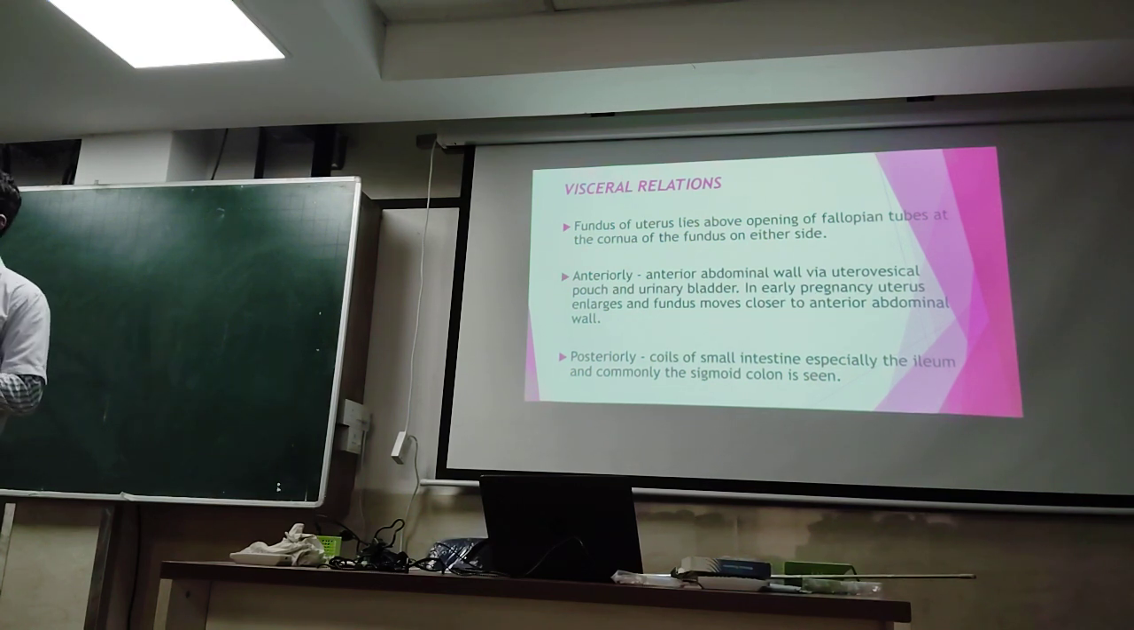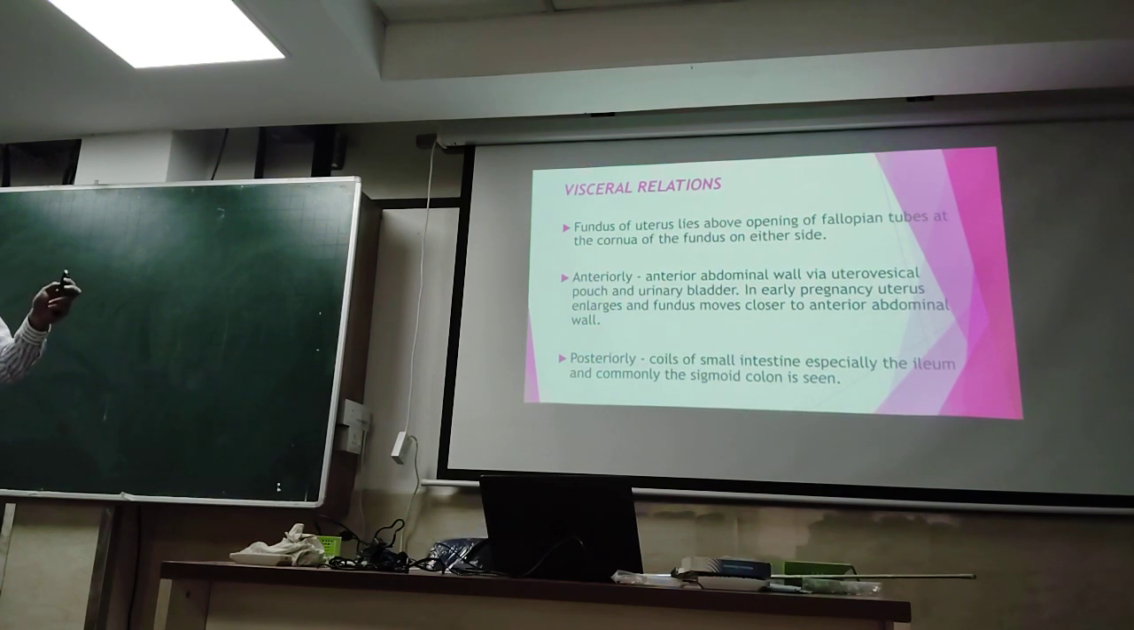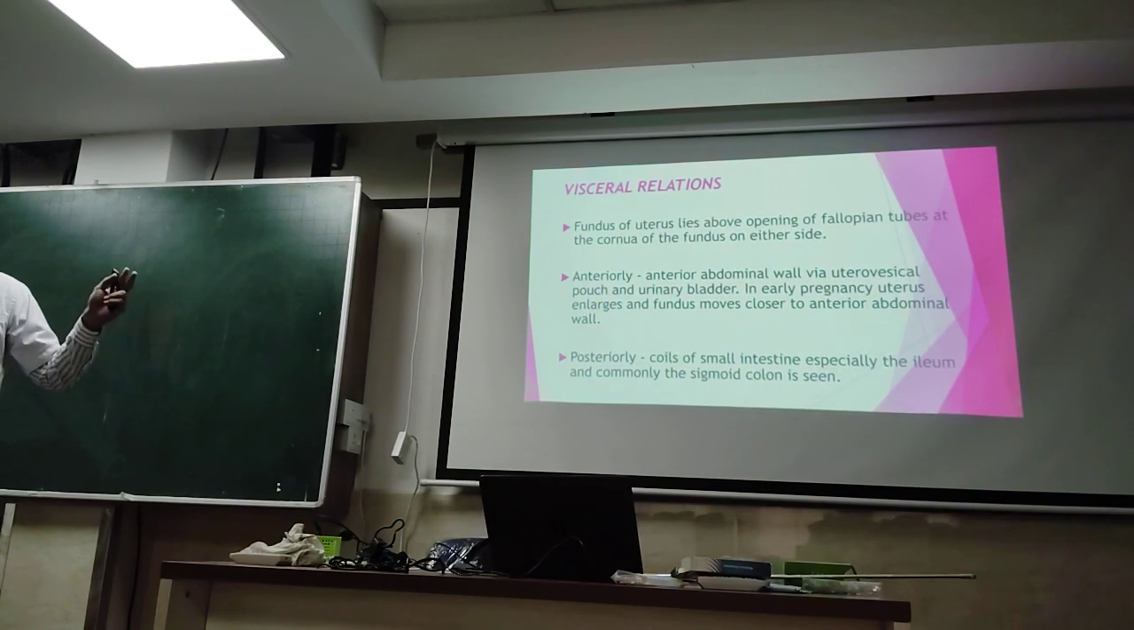Anteriorly, it is related to the anterior abdominal wall via the urinary bladder and the uterovesical pouch, which is in front. In early pregnancy, the uterus enlarges, due to which the fundus moves forward, and it is the first site of palpation during pregnancy. Posteriorly, the coils of small intestine, especially the ileum, and the sigmoid colon are often seen.